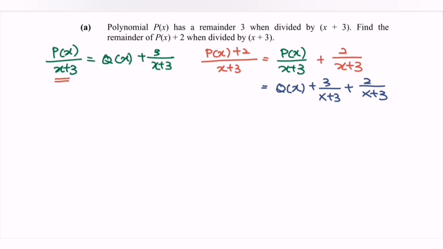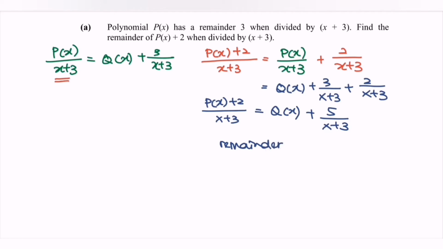So we are focusing on the remainder. So the situation, p(x) + 2 over x + 3 is equal to q(x) plus 5 over x + 3. So the remainder for this case would be 5. So that is the answer for question A.